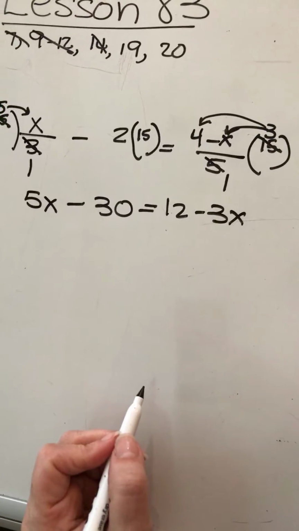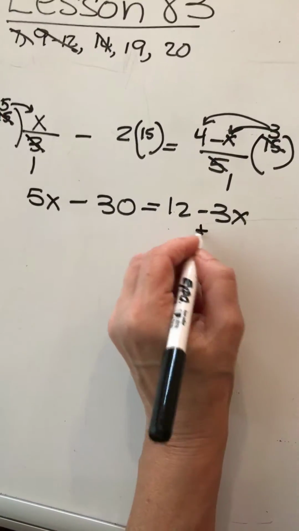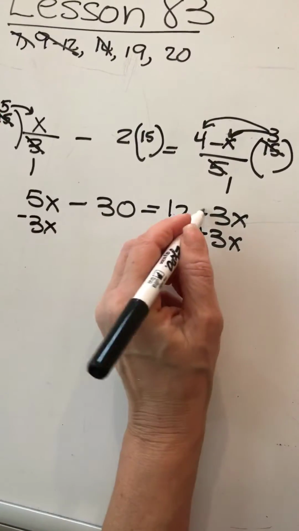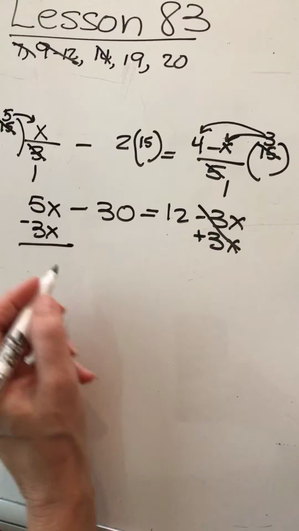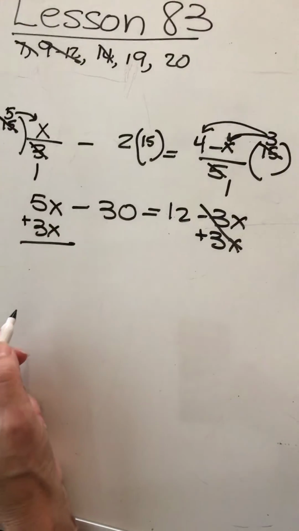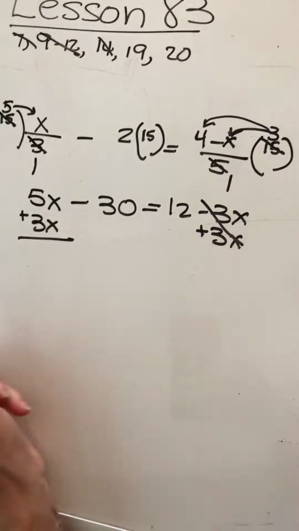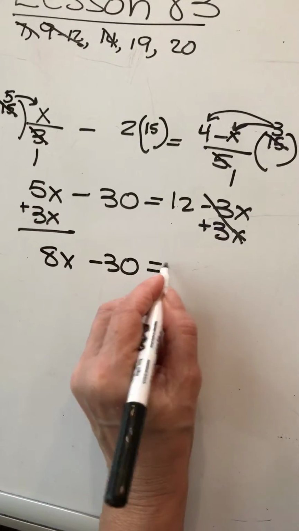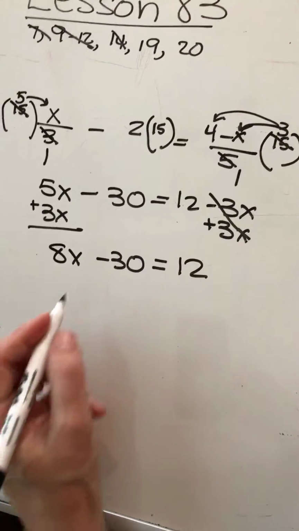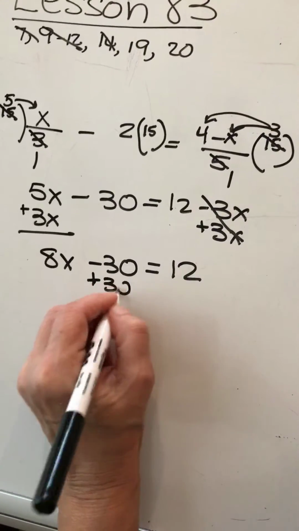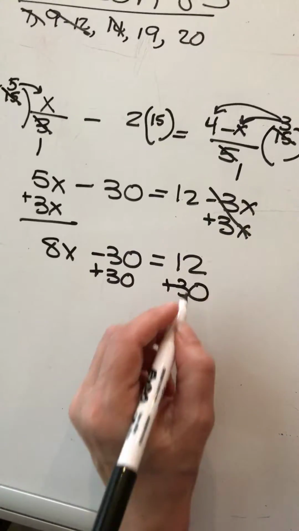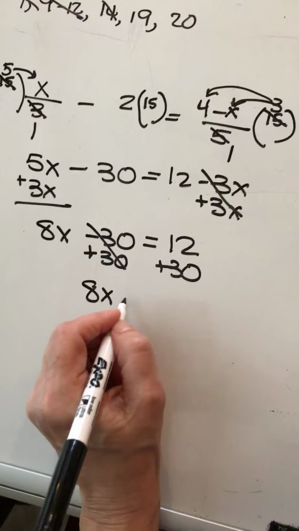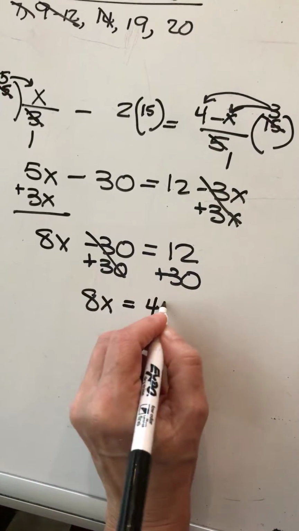Now I solve for x. I'm going to move my x to the left through subtraction. Through addition, because it's a negative over there. And I'm left with 8x minus 30 equals 12. I now move my constant term to the right through addition. I'm left with 8x equals 42.